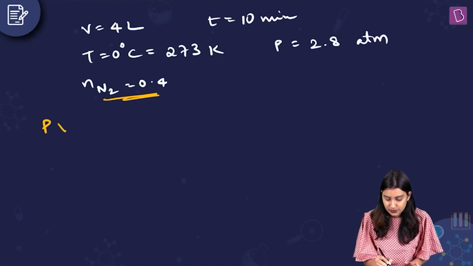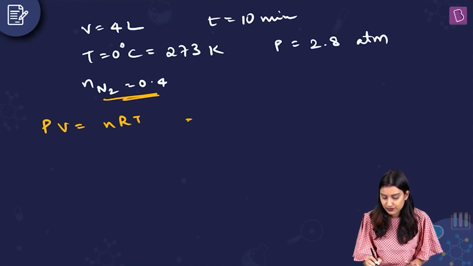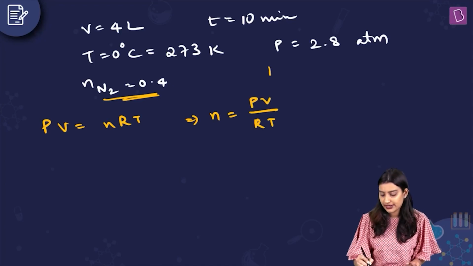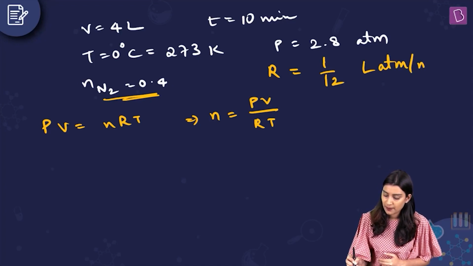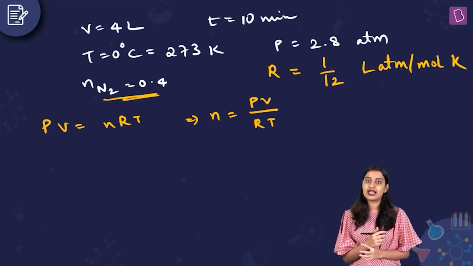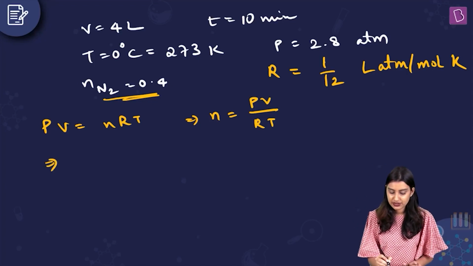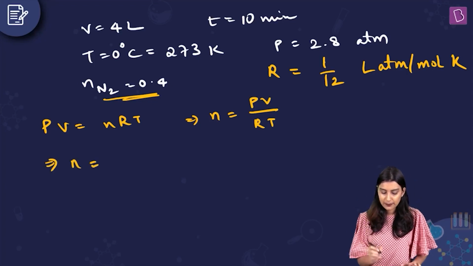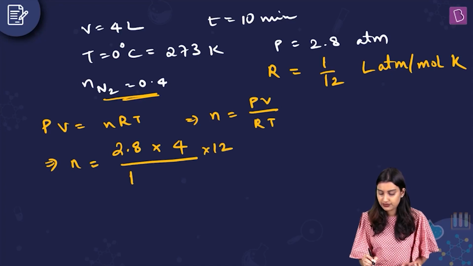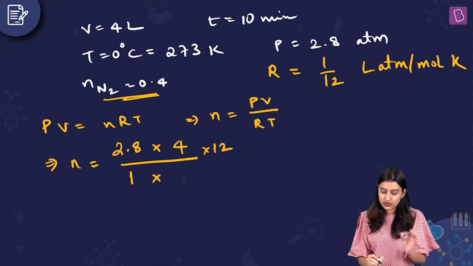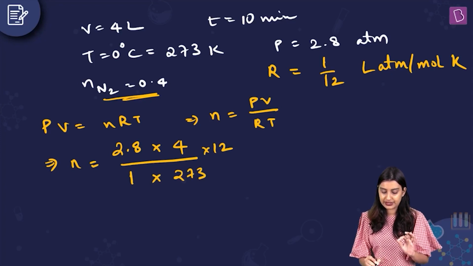So let's get started. We will use PV is equal to nRT, ideal gas equation. You have to find out number of moles, that is n. So you will have PV by RT. Okay, you have to write the value of R. R is going to be 0.0821, which is nothing but 1 by 12 liter atmosphere per mole Kelvin. This is the sort of value that R will take. So let's substitute everything. So your n is going to be P, which is 2.8 atm, multiplied by V, which is 4 liters, divided by R, which is 1 by 12 liter atmosphere per mole Kelvin. And your temperature is going to be 273 Kelvin.